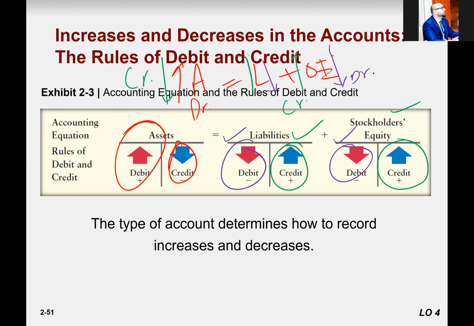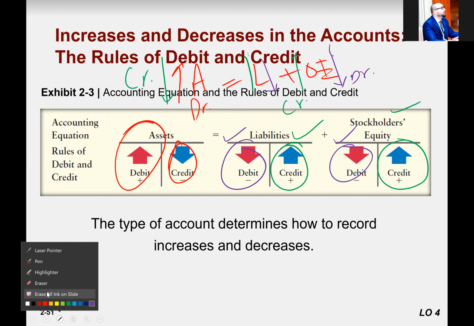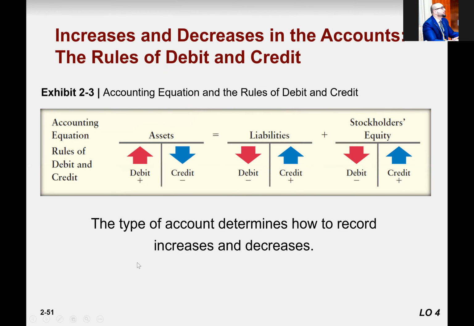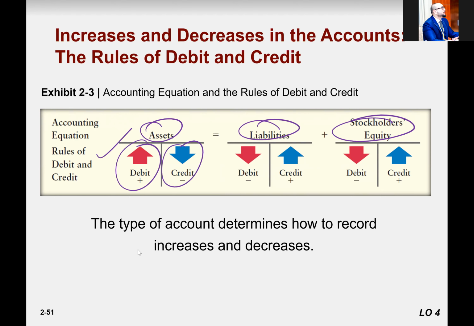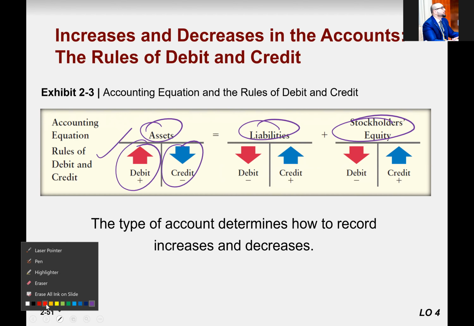The rules are that, let me erase all this here. So the equation remains the same. Assets is equal to liabilities plus owner's equity. So anything that increases the assets or assets account, assets accounts are cash, account receivable, inventory, land, building. Anything that increases the assets or assets account, debit. Anything that decreases, we call that credit.